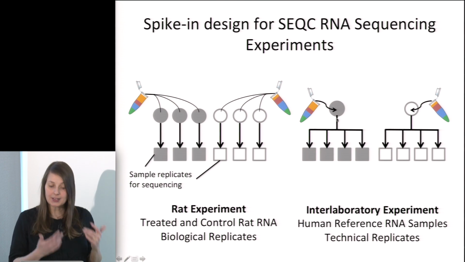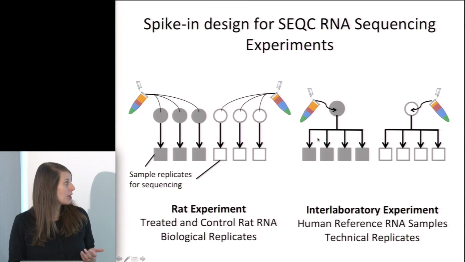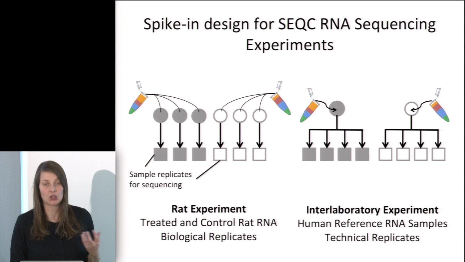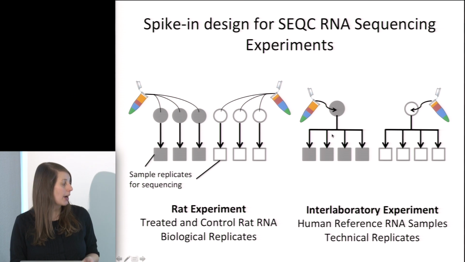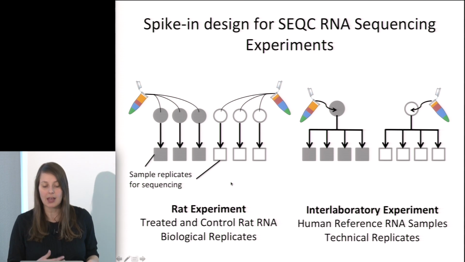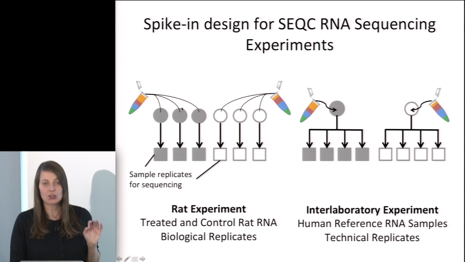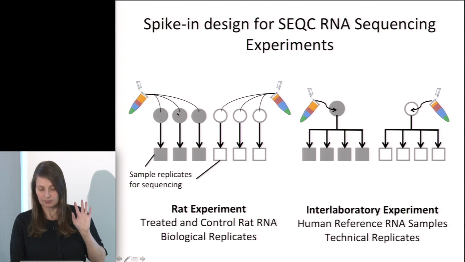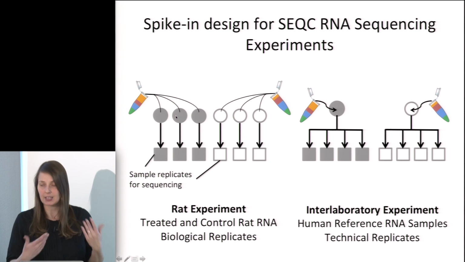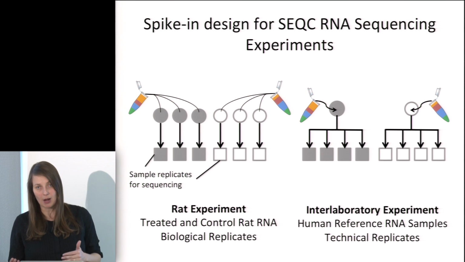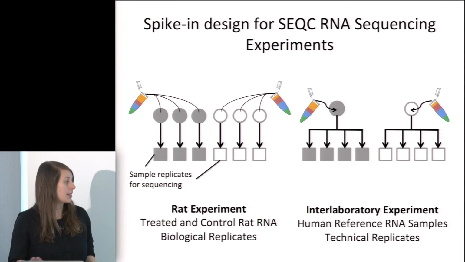So for these SEQC RNA sequencing experiments, there were 2 types of experiments that we looked at, and I'm showing them here on the left and on the right, the rat experiment and the interlaboratory experiment. So with the rat experiment, the spikes were added to biological replicates. So each treatment and control rat received spike into the total RNA samples. And then those sample replicates went on for RNA sequencing.